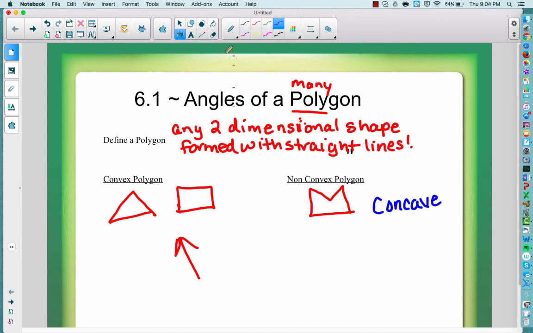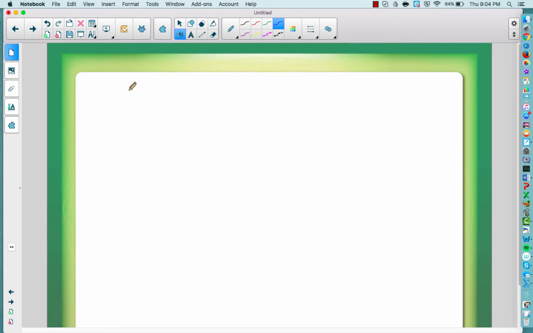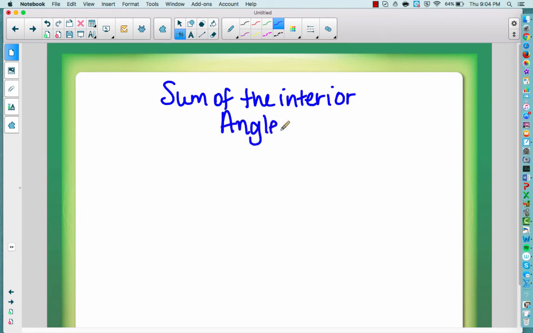All right, so let's talk about this a little bit. Before we move on any further, I want to do a little bit of an investigation. We're going to be talking about the sum of the interior angles of polygons. Well, we already know one. You know that the sum of the three interior angles of a triangle equals 180 degrees. We've been working on that for several weeks, and you feel pretty good that the interior angles of a triangle add up to 180 degrees.